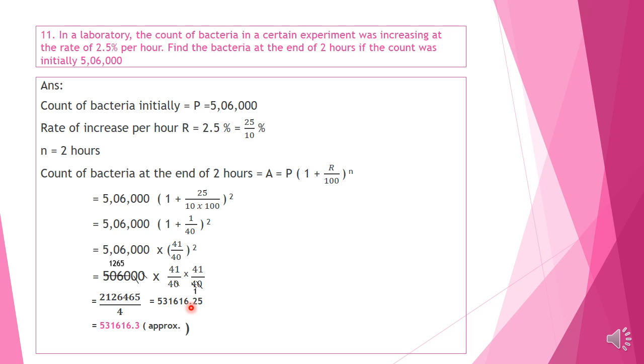So if we want to round off to one decimal place, we have to see the second decimal place. If it is 5, 6, 7, 8 or 9, we add 1 to the first decimal place. So here the second decimal place is 5, so we have to add 1 to the first decimal place, that is 2 plus 1, 3. So the rounded value is 5,31,616.3. So this is the approximate number of bacteria at the end of 2 hours. Okay, children.